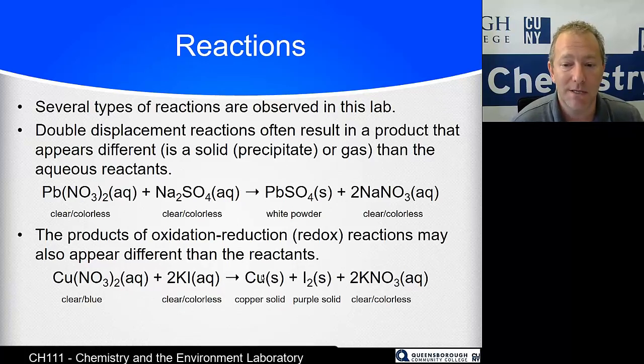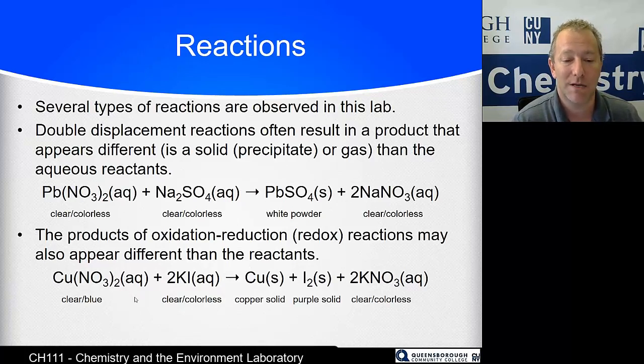Well, that's definitely something different, right? Purple solid, that's definitely something different in a clear colorless solution. The purple solid would probably dissolve in the clear colorless solution and we would end up with some purple looking liquid, but there we go. Definitely different looking products than reactants.